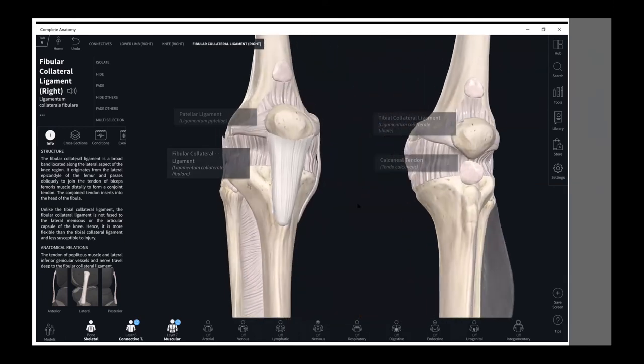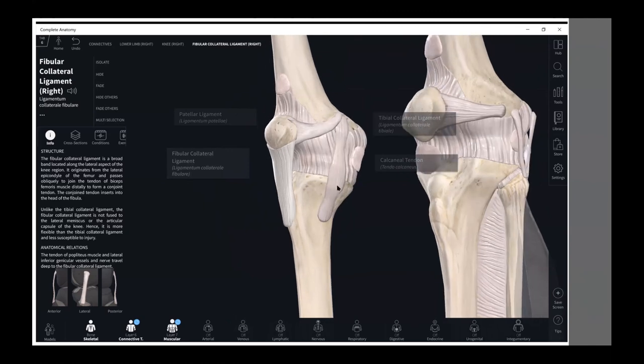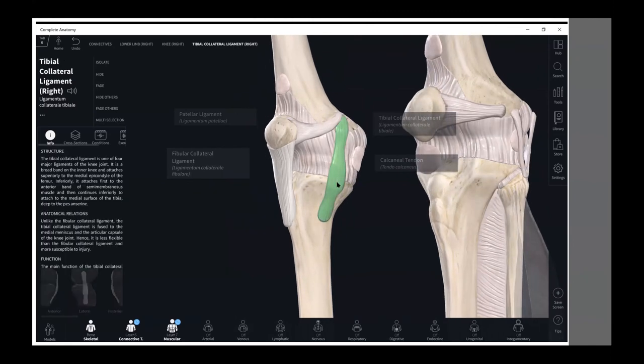And so let's go medially and look at the medial collateral or tibial collateral ligament. It's one of four major ligaments of the knee joint. It's a broad band on the inner knee and attaches superiorly to the medial epicondyle of the femur. Inferiorly, it attaches first to the anterior band of the semimembranosus muscle and then continues inferiorly to attach to the medial surface of the tibia deep to the pes anserine.